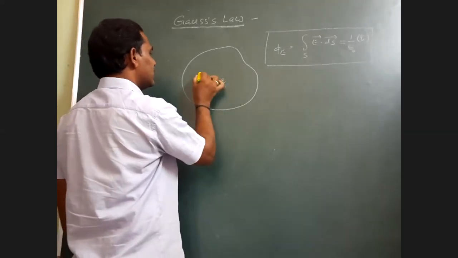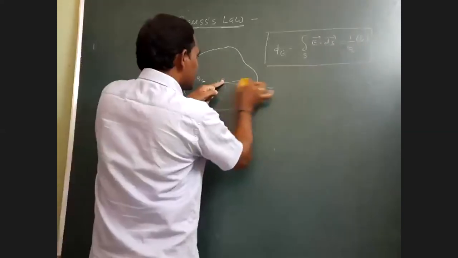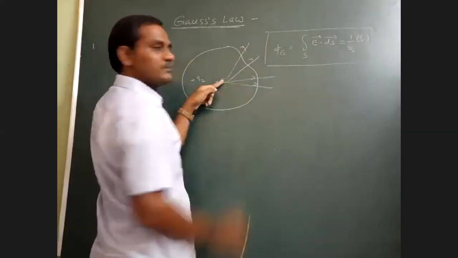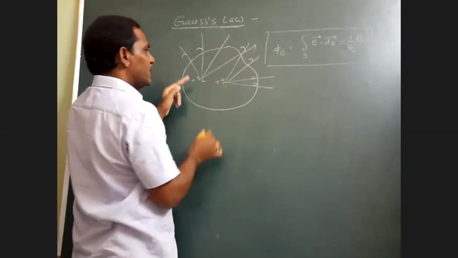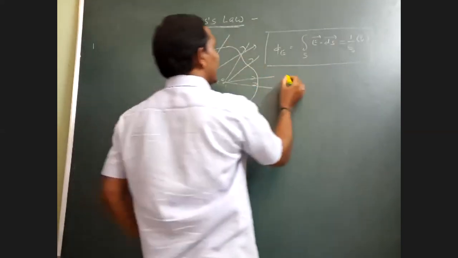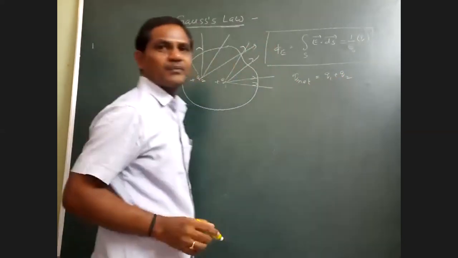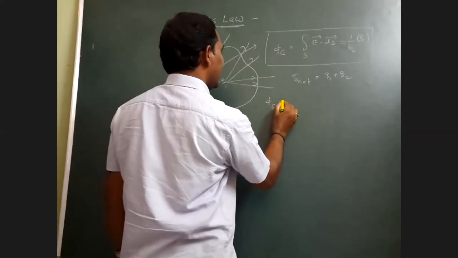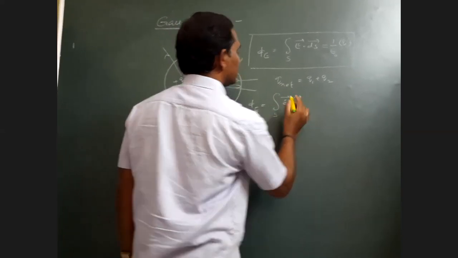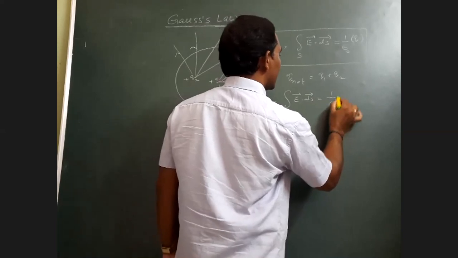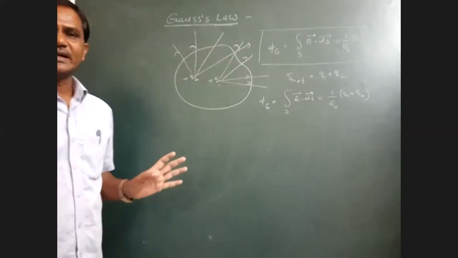Now I consider two charges. One is Q1 charge, another is plus Q2 charge. Due to the Q1 charge, the lines of force will come out like this in all directions. Due to the charge Q2 also, the lines of force will come out like this. So what is the net charge in this enclosed surface? Q net is equal to the sum of those two charges, Q1 plus Q2. Now, how do we write the statement? Phi E equals the surface integral over S of E bar dot ds bar, which equals 1 by epsilon naught into the net charge Q1 plus Q2. I hope you understand.